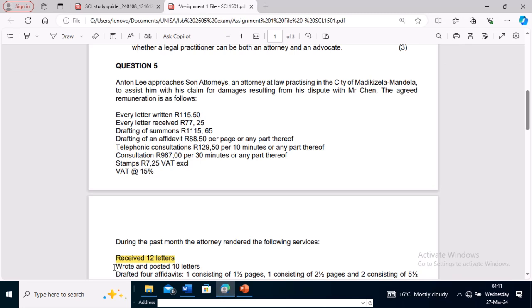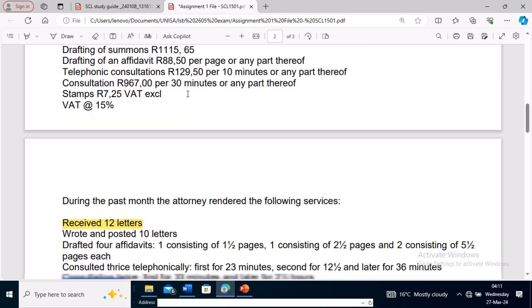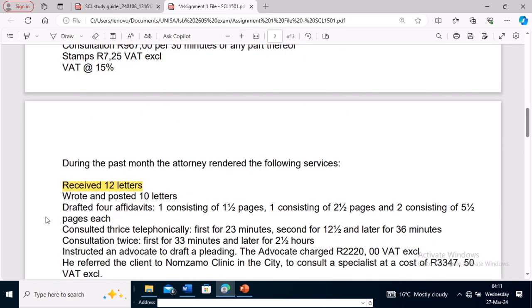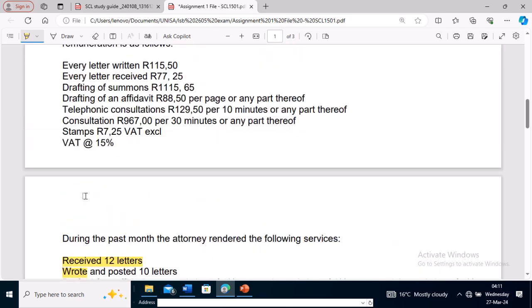Number 2 states that they wrote and posted letters. Let me put it this way so that you can see it if you're using a phone. The problem starts here. Let's break it down. We have two things here. The first one is wrote. How many letters did we write? 10 letters. Each letter written is 115 rand 50 cent.